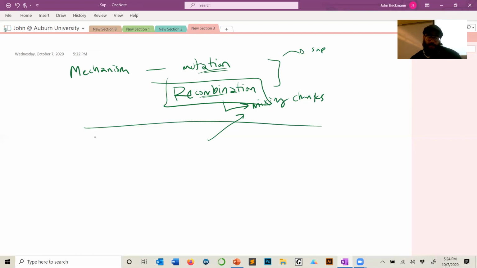So just to make sure everybody's on the same page, let's review homologous recombination. So what is homologous recombination? We now know what homology is. So what's that part of it? Things that are similar or different? Similar. Okay, so things that are similar in terms of sequence can recombine.